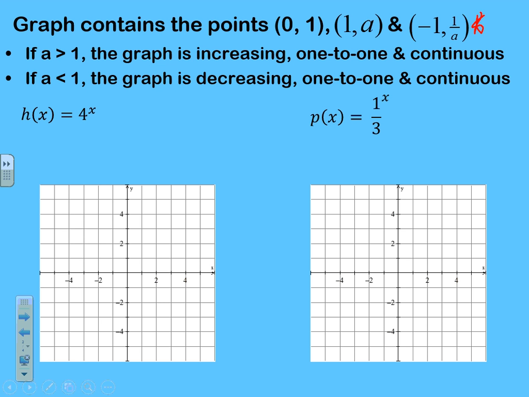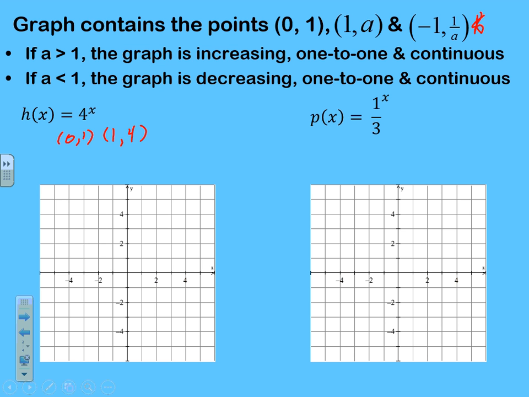So here, the base of this function h of x is 4. So what I'm going to do is use those 3 key points in order to graph what this basic function looks like. So if I say (0, 1), that is kind of a non-negotiable one. That's going to be used for every basic function that we have. The next key point is going to be the number 1 and whatever the base is. In this case, the base is 4.